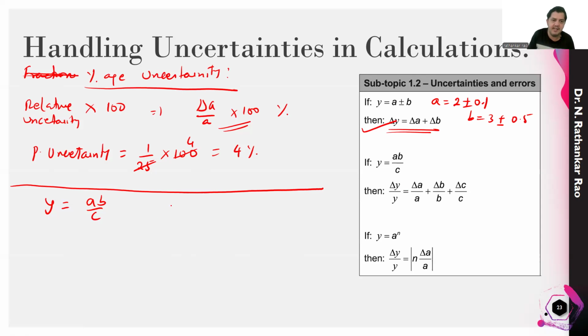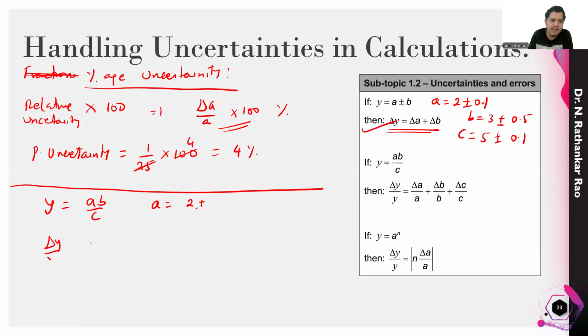Now we have a equal to, let us say, 2 plus or minus 0.1, and b equal to 6 plus or minus 0.5. Let me define one more variable. C is equal to something like 5 plus or minus 0.1. Okay, I have put 3 different variables and 3 different values over here. I want to find delta y by y.